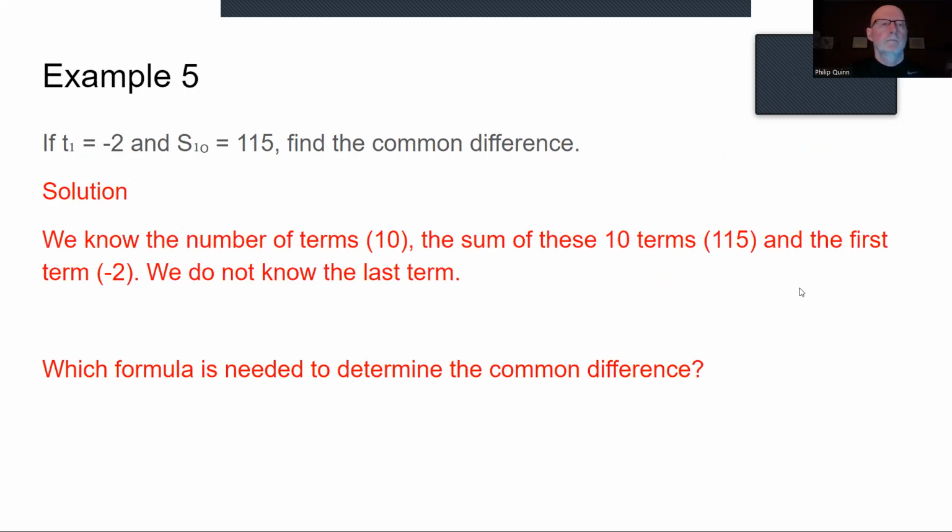Last example, 5. You're given the first term. We're given the sum of so many terms, in this case, the sum of 10 terms. And we're asked to find the common difference. We know the number of terms is 10, and the sum of these 10 terms is given as 115. And we got the first term is -2. Now we do not know the last term. So which formula do you think is needed to determine the common difference here? What do you think?